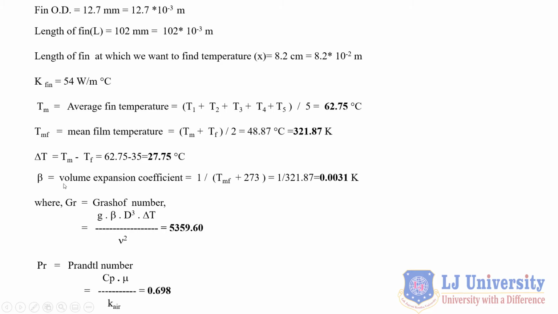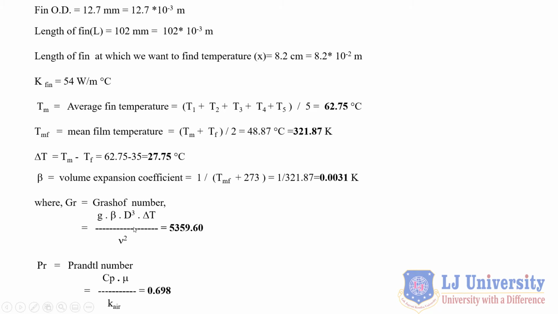Now let us find out the Grashof number. You know that the Grashof number is equal to g into beta into diameter cube into delta T upon kinematic viscosity square. Here you have the value of g, which is 9.81, beta you already have 0.0031, diameter cube, that is the fin outer diameter 12.7 into 10 raised to minus 3, whole raised to cube, delta T, which is 27.75, upon kinematic viscosity.